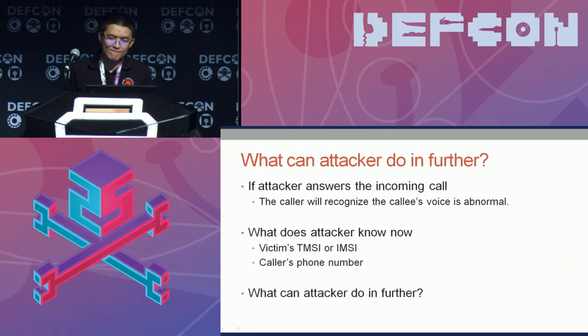Once the telephonist has hijacked an incoming call, what can he do further? The caller will recognize that the voice is abnormal, but the attacker may do something like social engineering. For example, he may say, your friend encountered an accident. He is in the hospital. He needs $2,000 for the rescue costs. In this scenario, it may generate serious consequences.